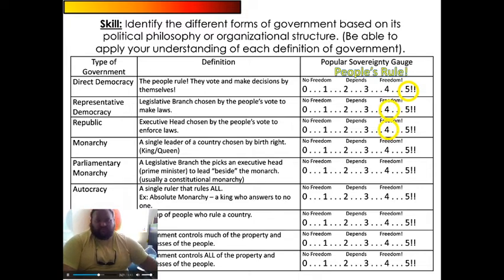Yeah, it's absolutely going to be a four, right? We have given some of our power over to rule us to other people, and they're making decisions with our best interest. And if we don't like what they've done, we can always elect somebody else.